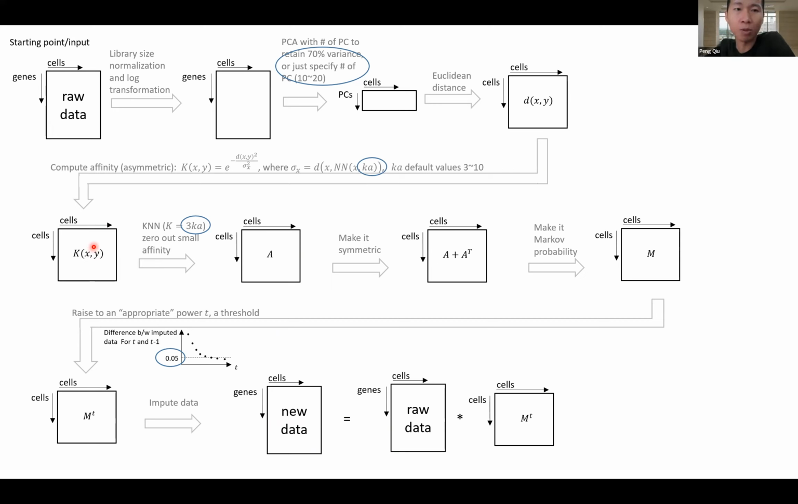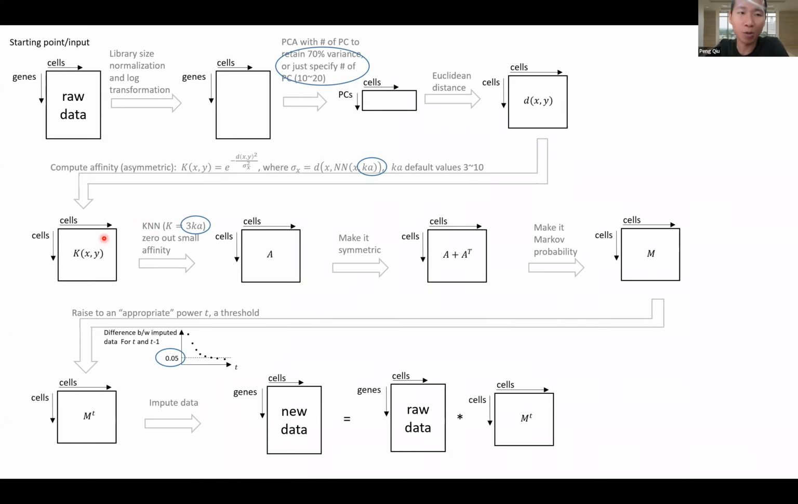Remember that in this affinity matrix, for two cells I and J, here X and Y are just cell indices. For two cells X and Y, or two cells I and J, if they are very far away from each other, then because of this exponentiation, their affinity is very small, very close to zero.